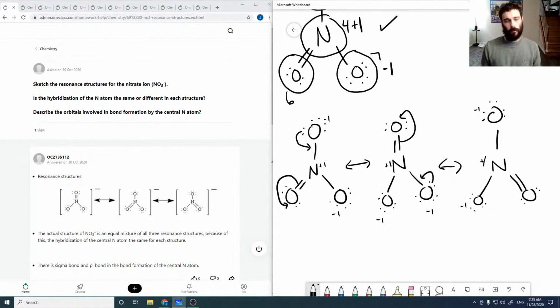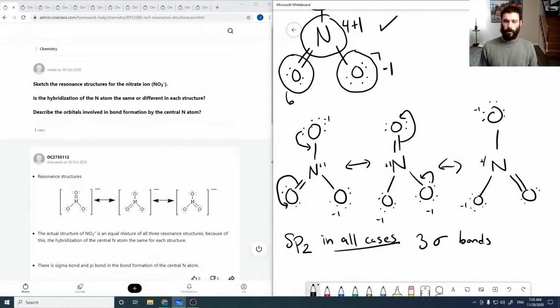So the hybridization of the nitrogen atom is sp2 in all cases, which means, the reason why it's called sp2 is because it can form 3 sigma bonds. So the number of sigma bonds it can form is just 2 plus 1 for the s, and then it forms 1 pi bond.